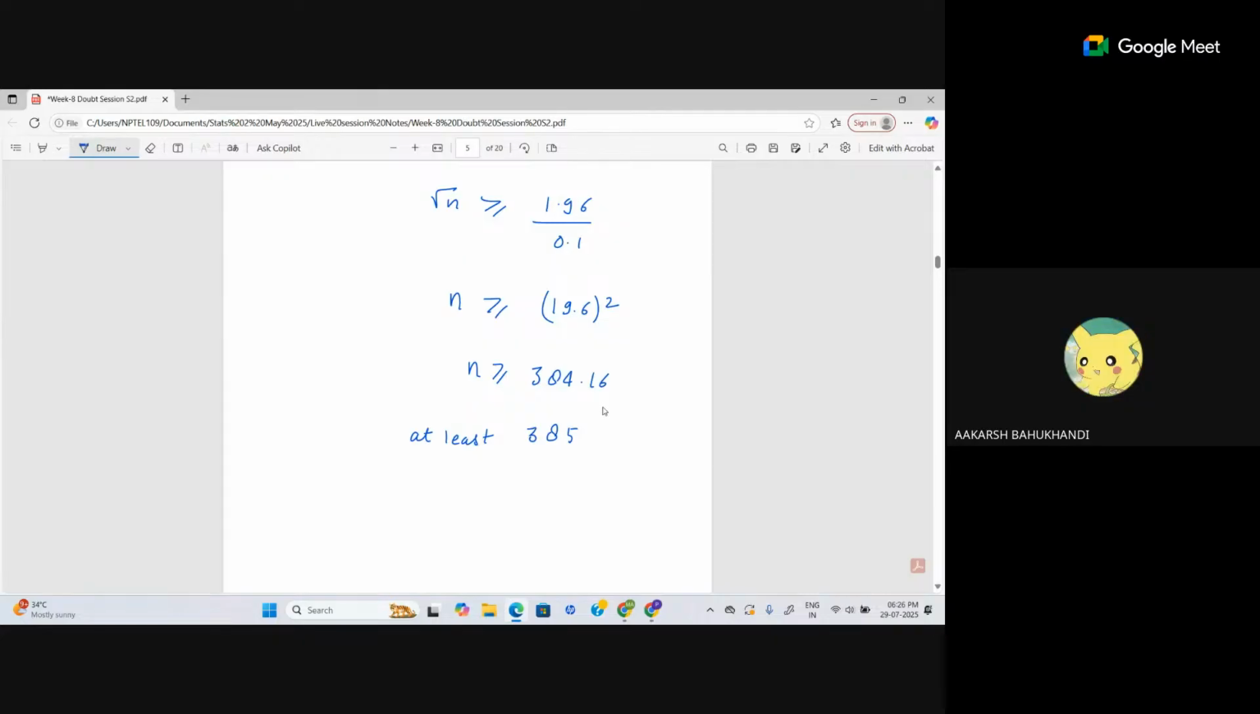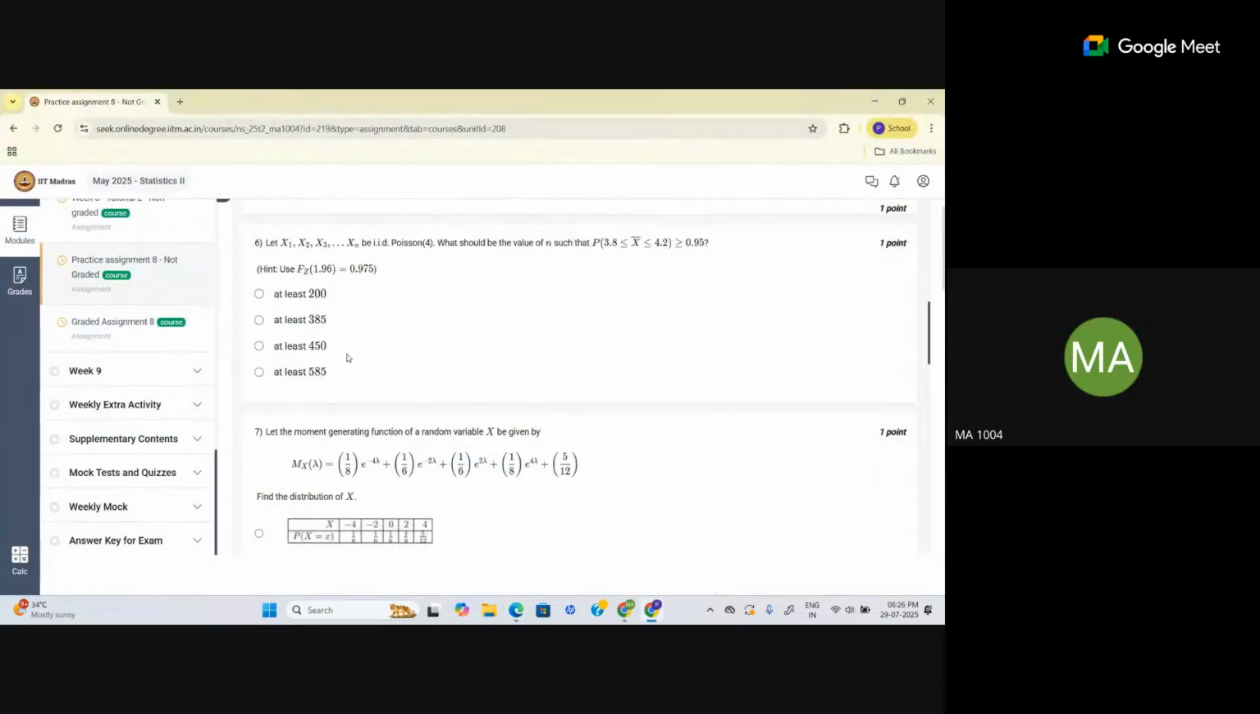The next integer value after 384.16 will be 385. So you can see option B will be correct.